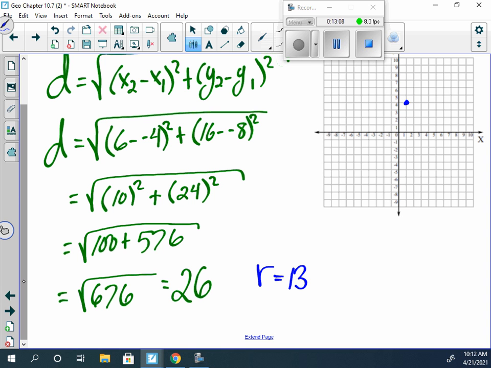There's 1, 2, 3, 4, 5, 6, 7, 8, 9, 10, 11, 12, 13. 1, 2, 3, 4, 5, 6, 7, 8, 9, 10, 11, 12. It'll be out here somewhere. And the same is going to be true for everything else, because this circle is going to be way too big for the graph, unfortunately.